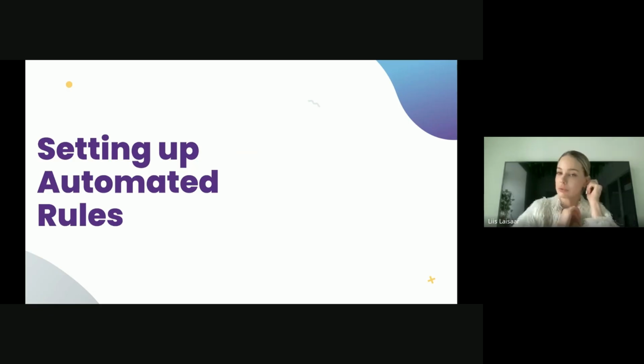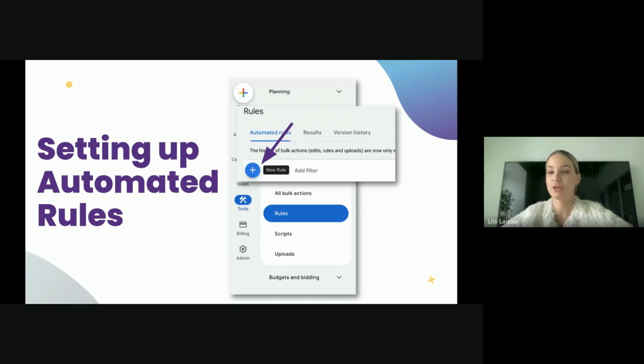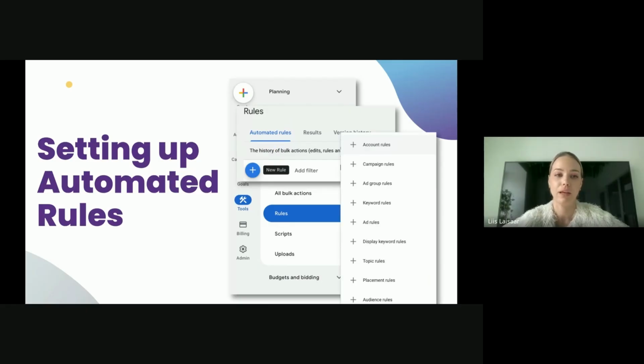Okay, so just a quick recap about automated rules, what they are, where to find them in the account. So in the account, go under Tools, Bulk Actions, and Rules, and then you just need to click this blue plus button to create a new rule. And then the rule creation opens up, and you can start creating all those different steps and filtering options.